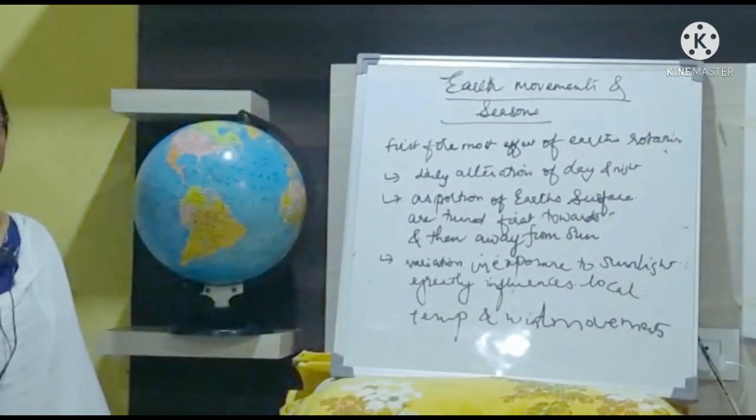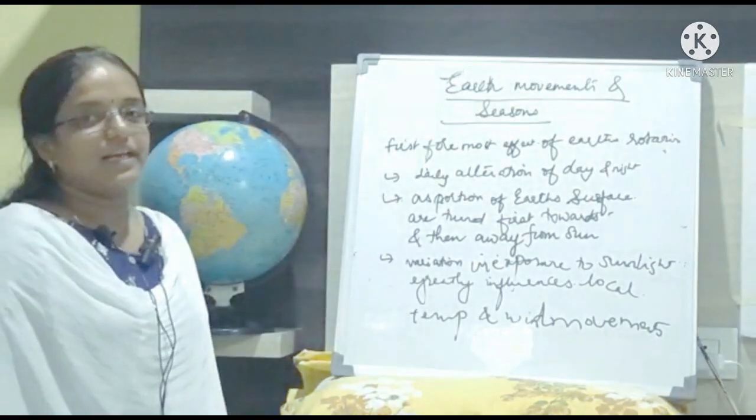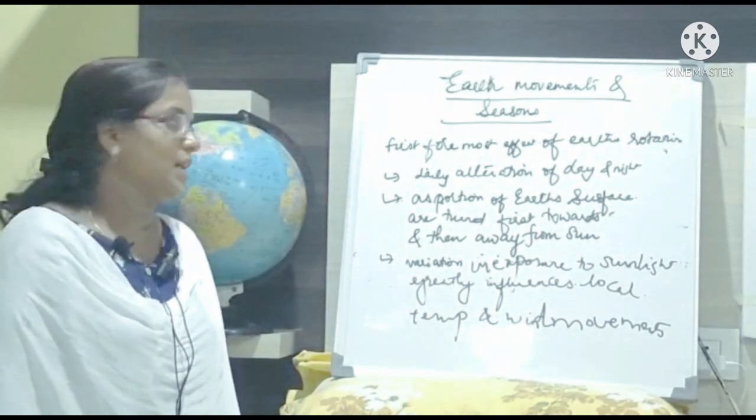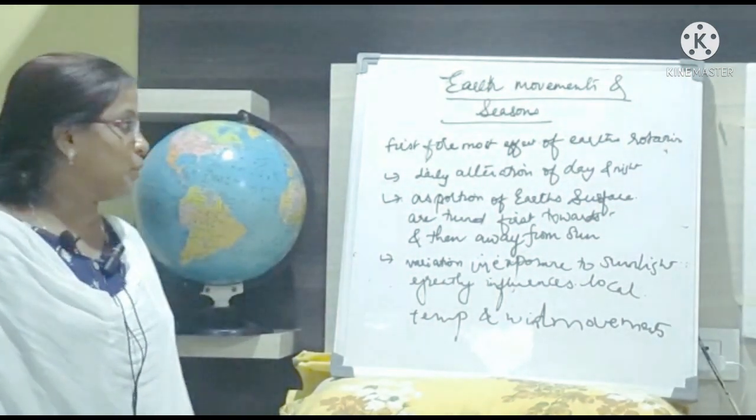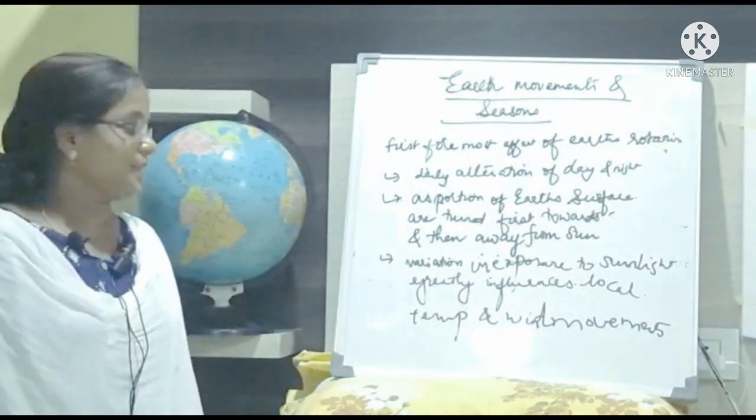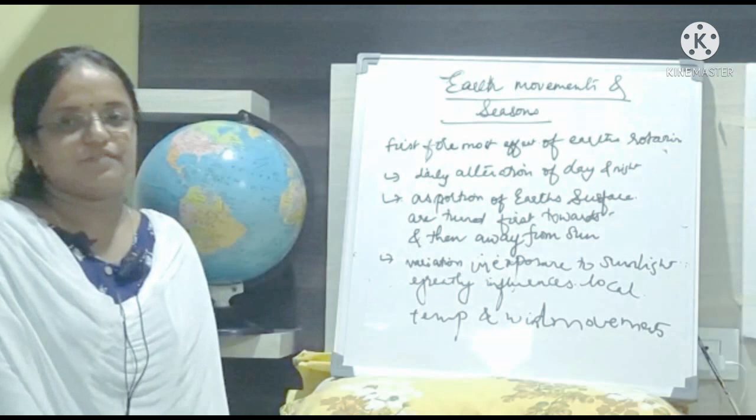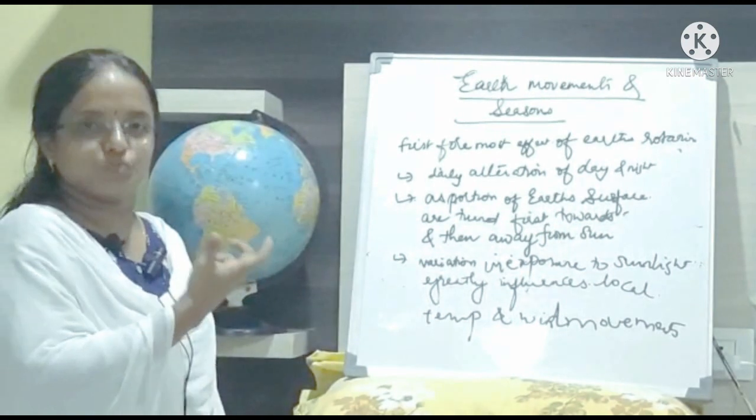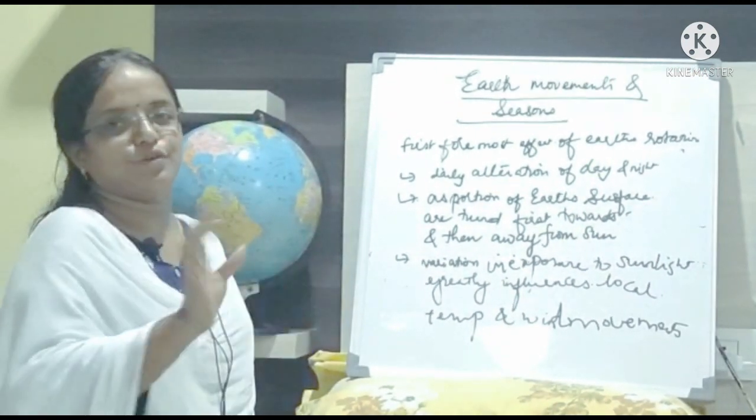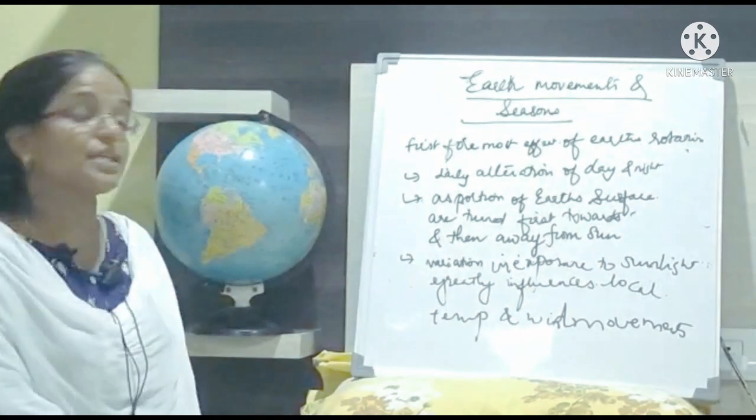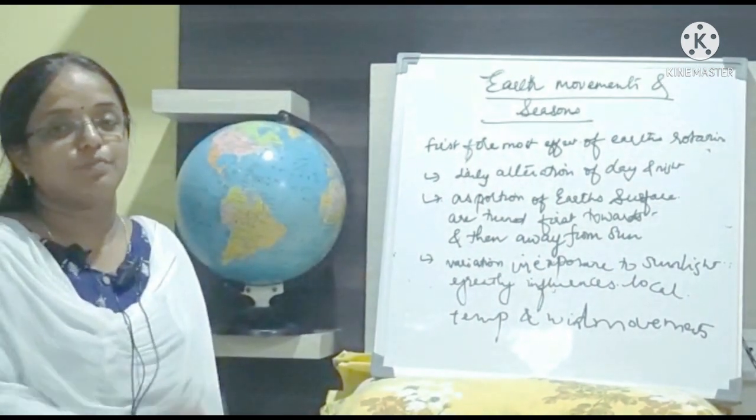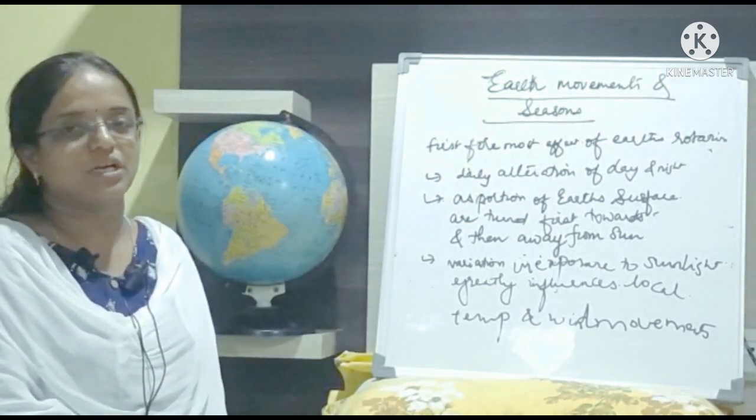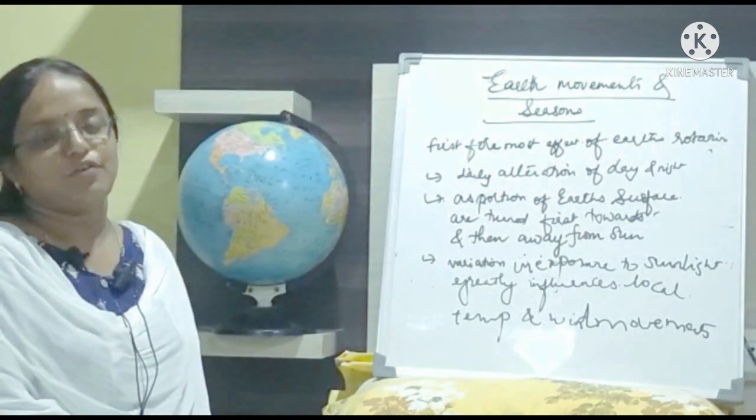First and foremost effect of earth's rotation is the daily alternation of day and night, as we know, 24 hours per one rotation the earth takes. The second point is that the portion of earth's surface turns first towards and then away from the sun. For example, if you take a particular place, first that portion goes towards the sun and slowly it goes away from the sun. And the third point is that this variation in exposure to sunlight causes great variation in temperature and wind movements.